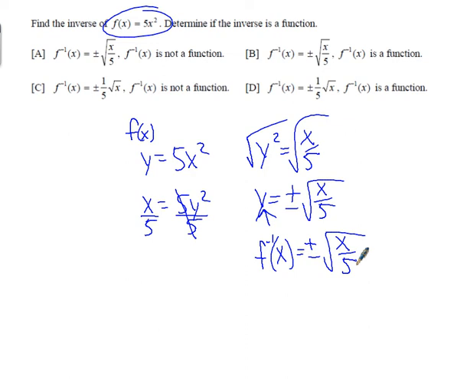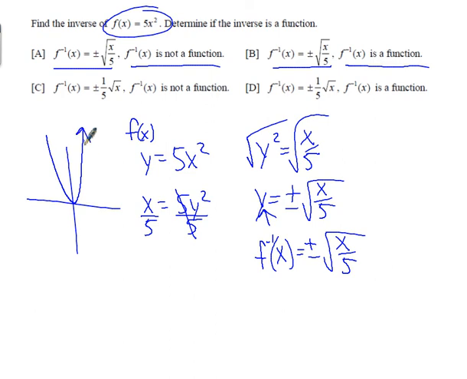Now, I want you to notice that there are two answers that look like that. This one says the inverse function of x is a function, and this one says the inverse function of x is not a function. So here's the deal. The original function is 5 times x squared, and it looks something like this. Because of that a value up front, it's a serious stretch. I didn't draw it quite to scale, but we know it's a quadratic. We know it's a positive a value, so it's going up.